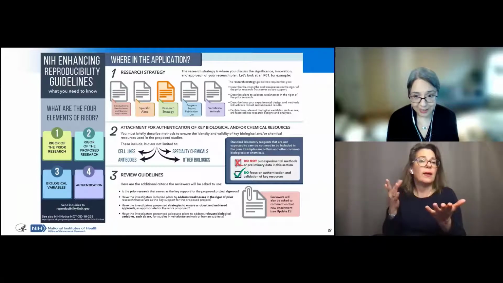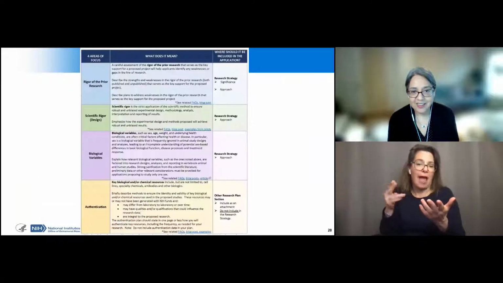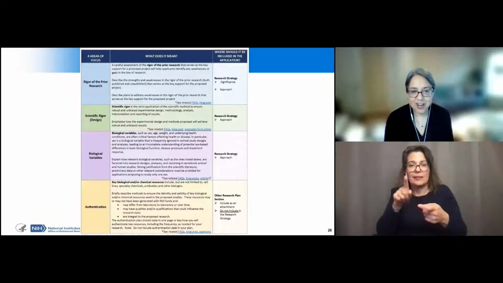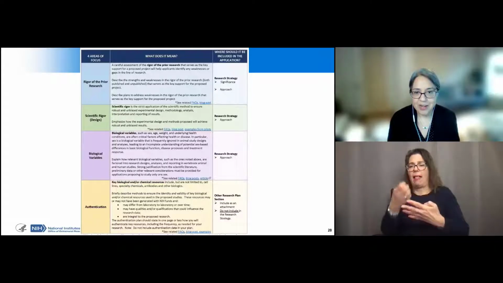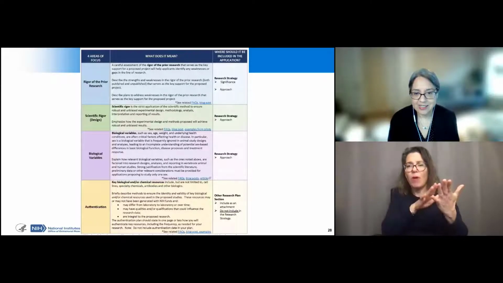These are some of the items that you can find here, including this infographic. I won't go through this in detail. Also, this chart really describes the four areas, the four elements, and where and how they should be addressed in applications.